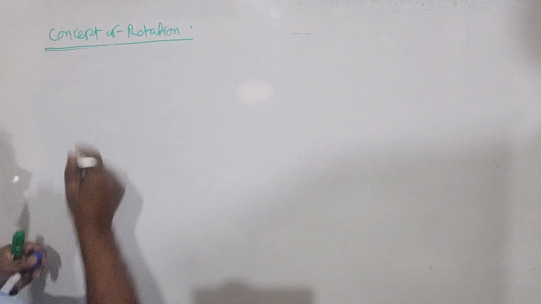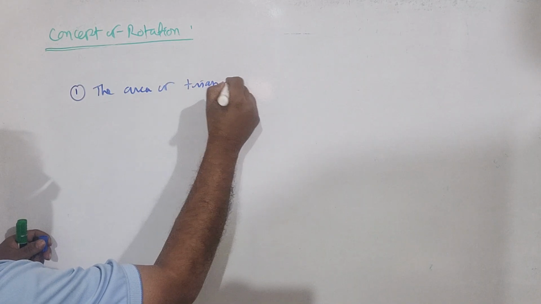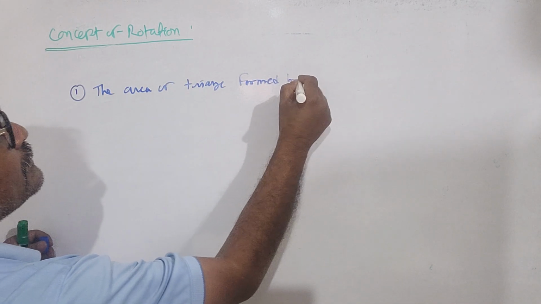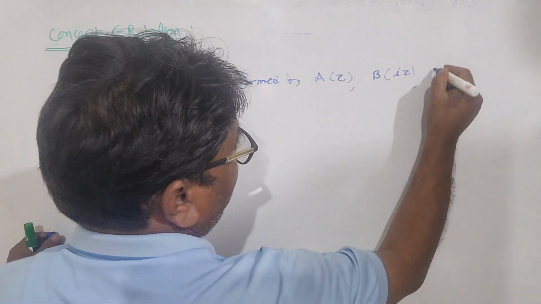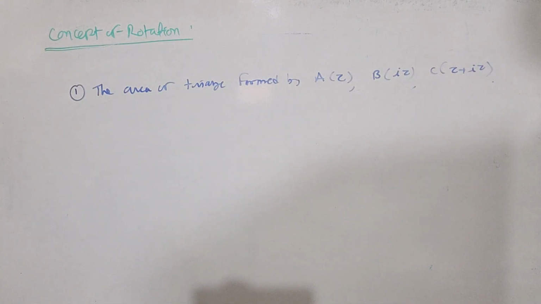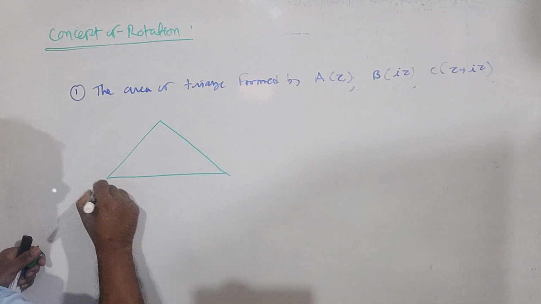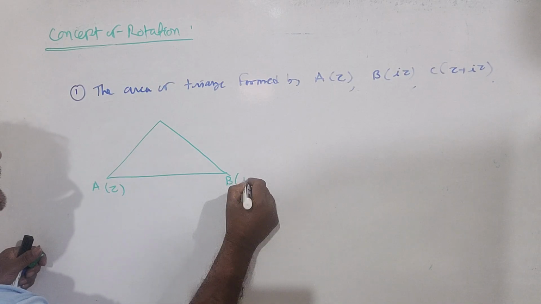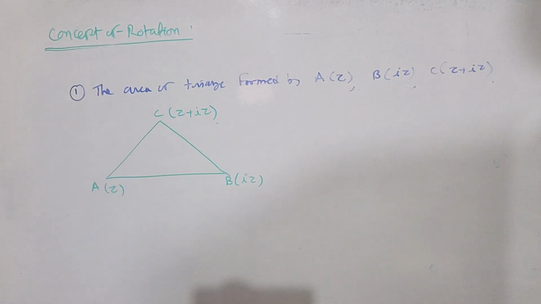What is the first? The area of the triangle formed by vertices given in terms of the complex numbers z, iota z, and z plus iota z. This is the first one. This is a very important application of the concept of rotation. See A, this is z. See B, this is iota z. And this is C, z plus iota z. We have to find the area bounded by this triangle. Now we can apply the concept of rotation.